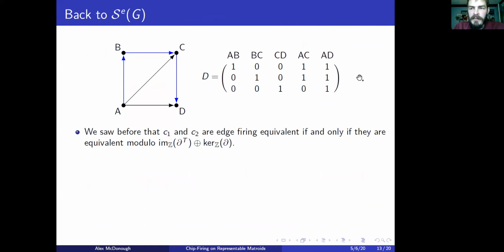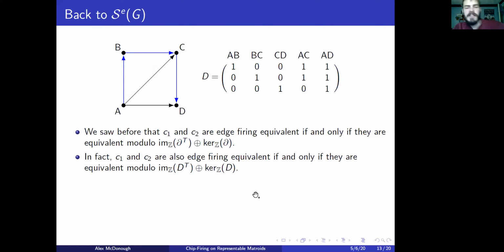So we saw before that 2 edge configurations are equivalent if and only if they're equivalent modulo image of del transpose plus kernel of del. In fact, we can say the same thing about this matrix D. They're edge firing equivalent if and only if they're equivalent modulo image of D transpose plus kernel of D. So it's not any worse than the partial map we had before, but there's something else cool that we can say.